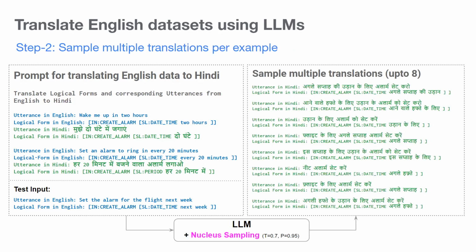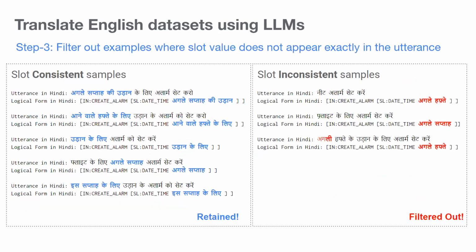To mimic how users can frame the same instruction in a variety of different ways, we generate multiple diverse translations for a given English example using temperature sampling techniques like nucleus sampling or top-k sampling. Although sampling-based decoding methods can provide us with diverse outputs, they are known to generate noisy and inconsistent text. To filter out the inconsistent samples, we make use of a simple string match-based technique.